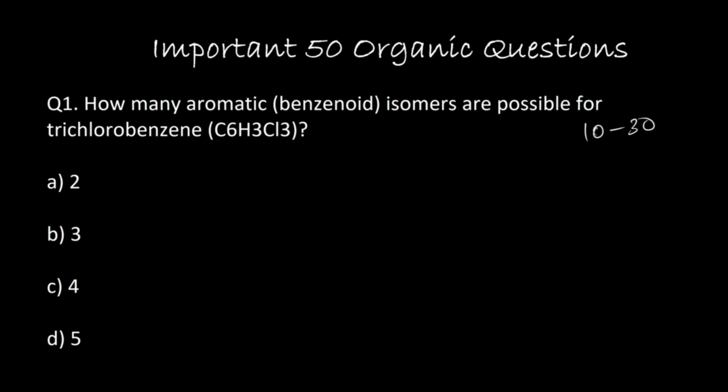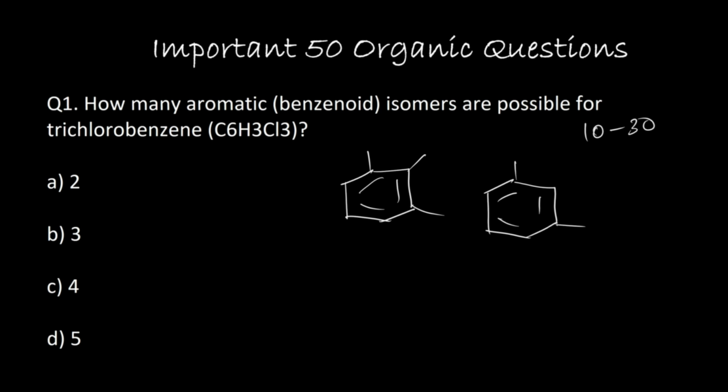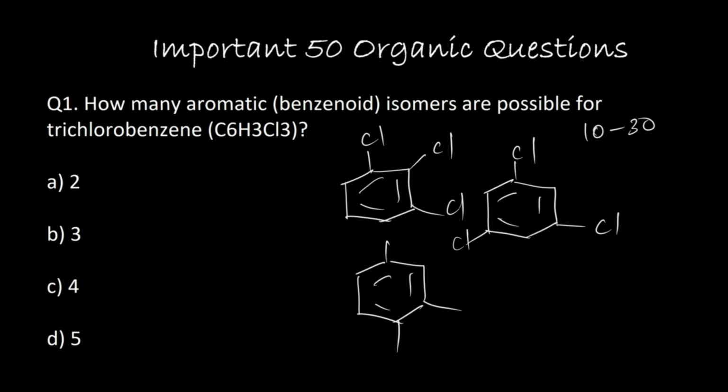How many aromatic isomers are possible for trichlorobenzene? Pause the video for 10 seconds to try to solve it. I'm giving you the answer, which is there are 3 isomers possible. This 1, 2, 3 and 1, 2, 4, and 1, 3, 5, and another possible configuration is 1, 3, 4. Okay, so these 3 configurations are possible for C6H3Cl3, right? So the answer to this question is option B.